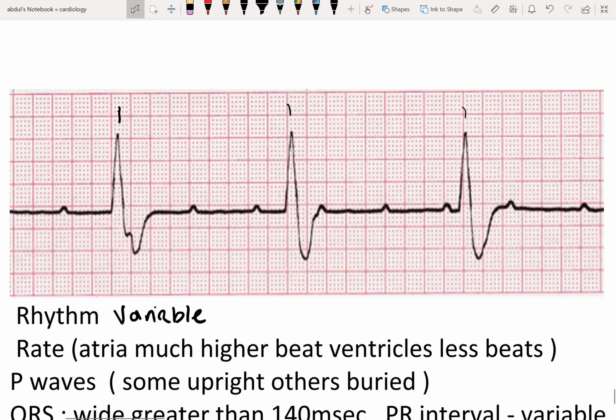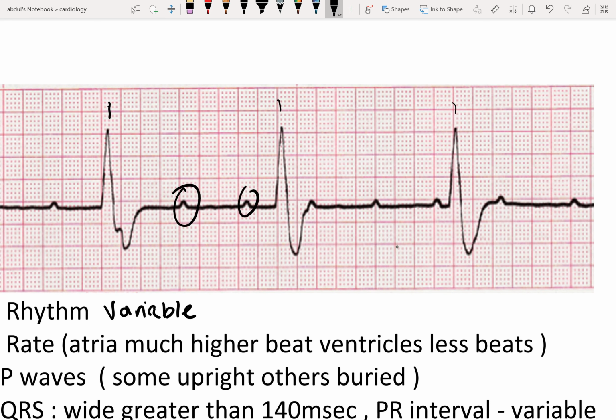Do you notice the P waves around here? So you see one P wave, two P waves, and then a QRS, right? So the rate in the atria is increased. The atria have a much higher rate and the ventricles have fewer beats, right? So 2, 1, 2, 2, and then 1 only, QRS. Again, 1, 2. This is a T wave.